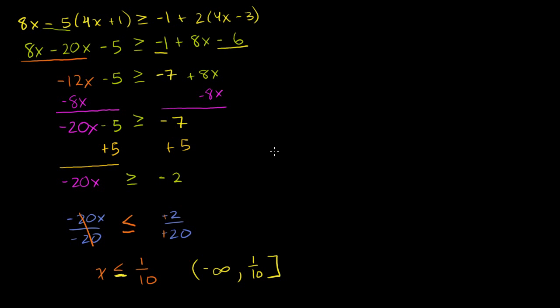And just for fun, let's draw the number line right here. This is maybe 0. That is 1. 1 over 10 might be over here. Everything less than or equal to 1 over 10. So we're going to include the 1/10 and everything less than that is included in the solution set. You could try out any value less than 1 over 10 and verify that it will satisfy this inequality.